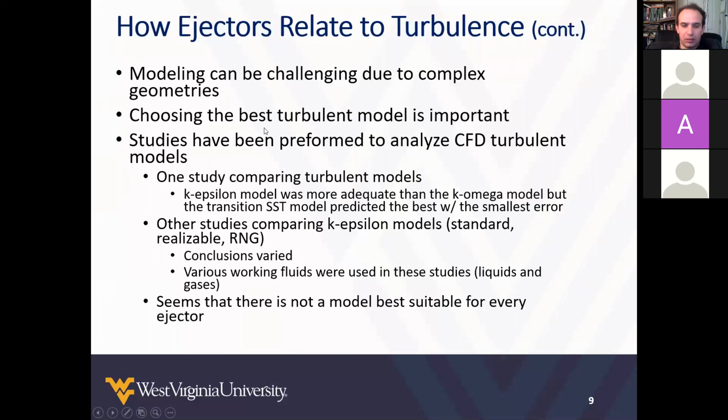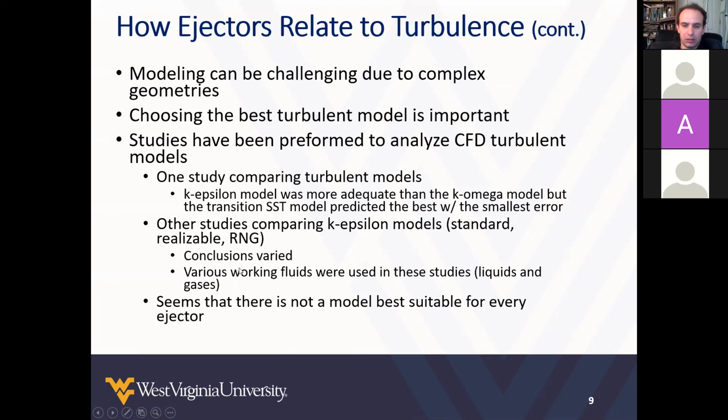A lot of other researchers look at the modeling of ejectors, which is a common thing. Because of their complex geometries, they're pretty difficult to model, apparently. So a lot of studies have been done to compare turbulence models for them to see if there's one that works better than the other. There was one study that compared 6 different turbulence models. It found that the K epsilon model predicted more accurately than the K omega model, but the transition SST model was the best with the smallest error, and they compared those to experimental values.